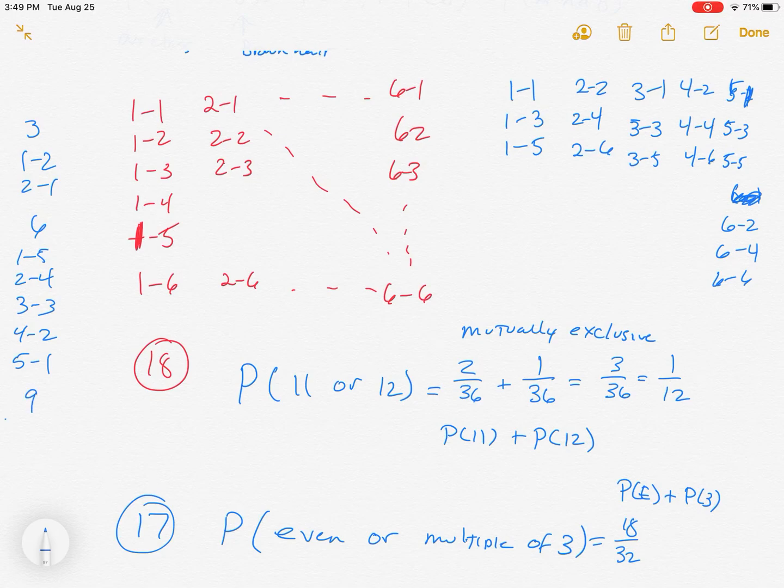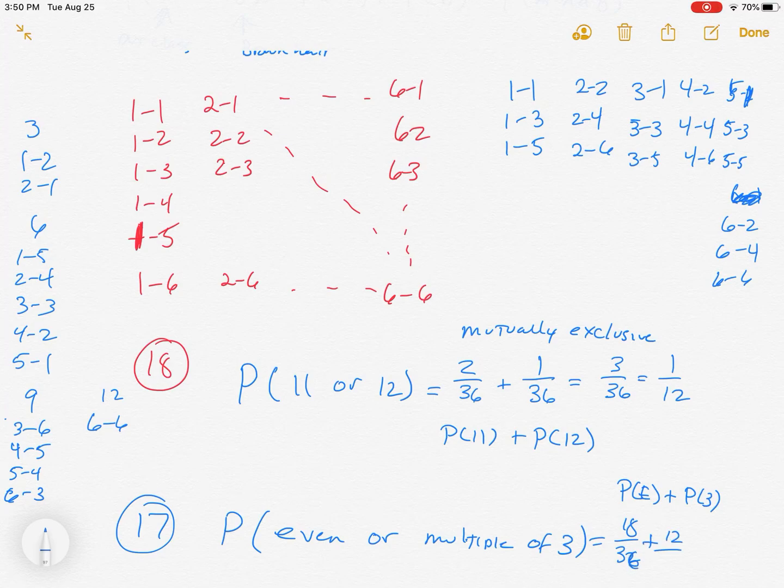9. What are ways to get a 9? Not 1, not 2, but 3,6, 4,5, 5,4, 6,3. Sorry about that. 12. Only one way to get a 12: 6,6. So there's 1, 2, 3, 4, 5, 6, 7, 8, 9, 10, 11, 12 ways.